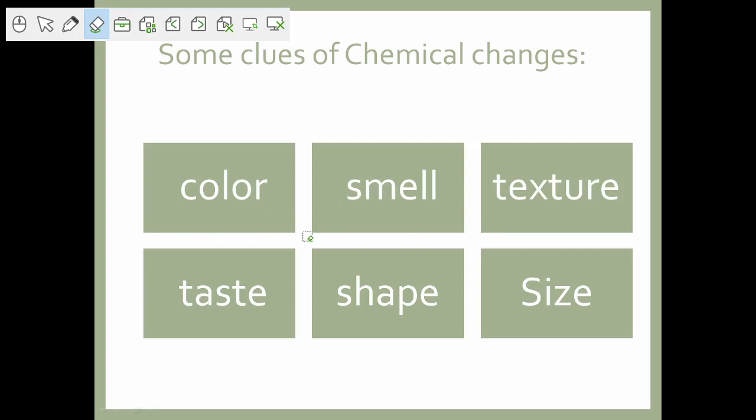Maybe we will have all of them in the same matter, in the new matter. Or maybe we'll have only some of them. Maybe we'll have only different color and different smell, or different color and different texture, okay? Or maybe we can have them all. So these are the clues of chemical changes. You have a new matter, and this matter has different color, different smell, different texture, different taste, different shape, and different size. You have to know this is chemical change.